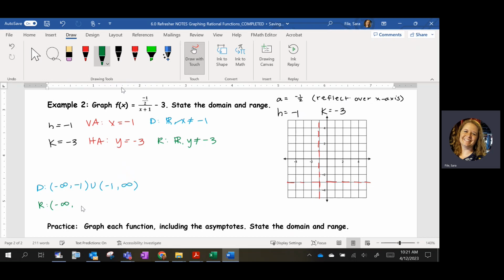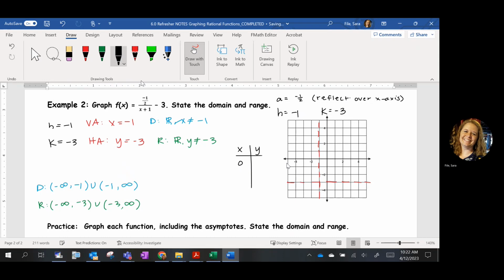So in interval notation, that would be -infinity to -3, union -3 to infinity. Now I do need to graph this, so I still need to plot some points. So if it's helpful to you to make yourself a little XY table and get some points to check to the left and right of your vertical asymptote.